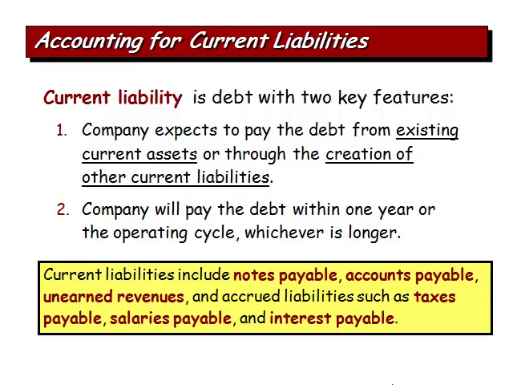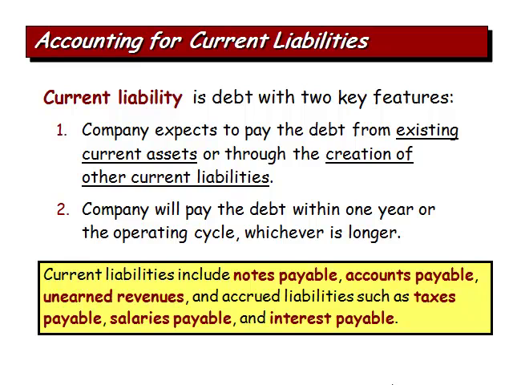So current liability, the textbook says a debt with two key features. First one is that the company expects to pay the debt from existing current assets or through the creation of other current liabilities. The second one is that the company will pay the debt within 1 year or the operating cycle, whichever is longer. And you remember that our definition of operating cycle is the period from starting a project to ending a project. Most businesses have a one year operating cycle.